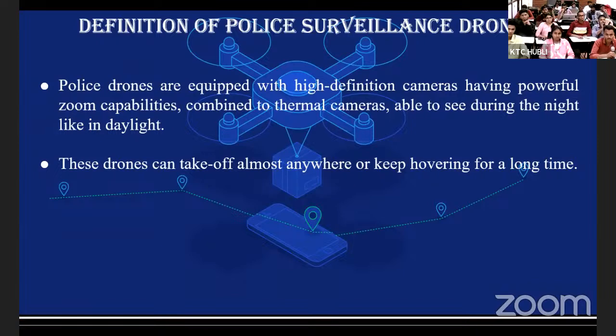Definition of police surveillance drones. Police drones are equipped with high definition cameras having powerful zoom capabilities, combined with thermal cameras able to see during the night like in daylight. These drones can take off almost anywhere or keep hovering for a long time.